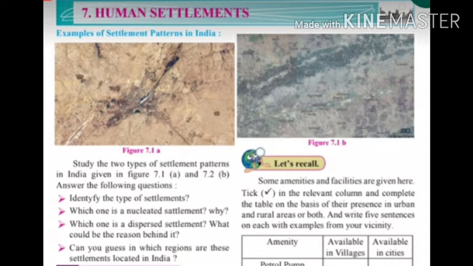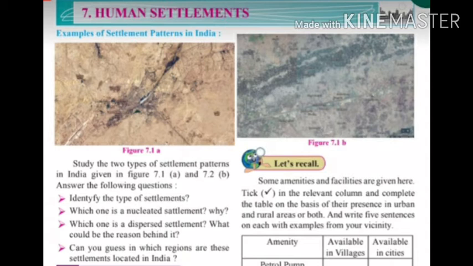Question number 3. Which one is a dispersed settlement? What could be the reason behind it? The settlement shown in figure 7.1b is a dispersed settlement because it is a dense forest covered area or desert area; that could be the reason behind it.